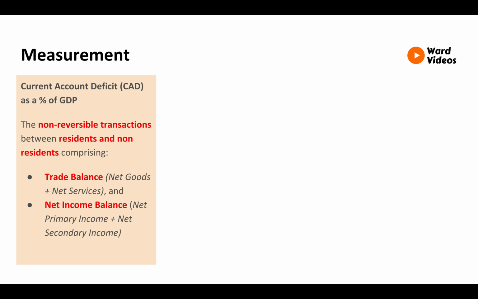The first measurement of external stability is the current account deficit, or CAD, as percentage of GDP. It is the value of non-reversible transactions between residents and non-residents over a given period of time. This is from the balance of payments. It comprises our trade balance, which is our net goods and our net services, and the net income balance, which is the primary income, which is returns and factors of production, and net secondary income.